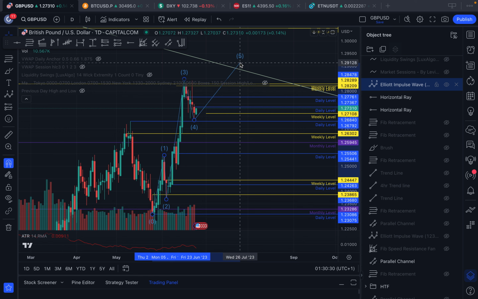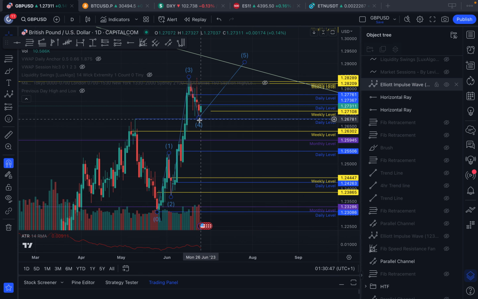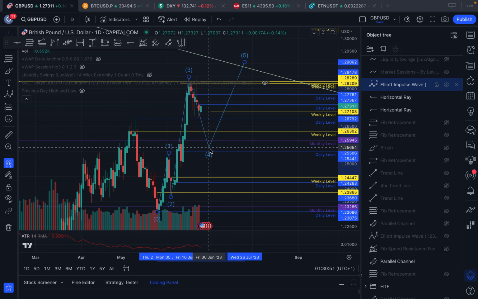Generally speaking, wave 5 is not always the strongest. It is generally weaker than wave 3. Wave 3 is always the longest, so that potentially does make sense. For this to be valid, theoretically, we could go as low as here, as long as we don't hit into wave 1 territory, and we should be okay. But easily, it makes sense for us to go here.